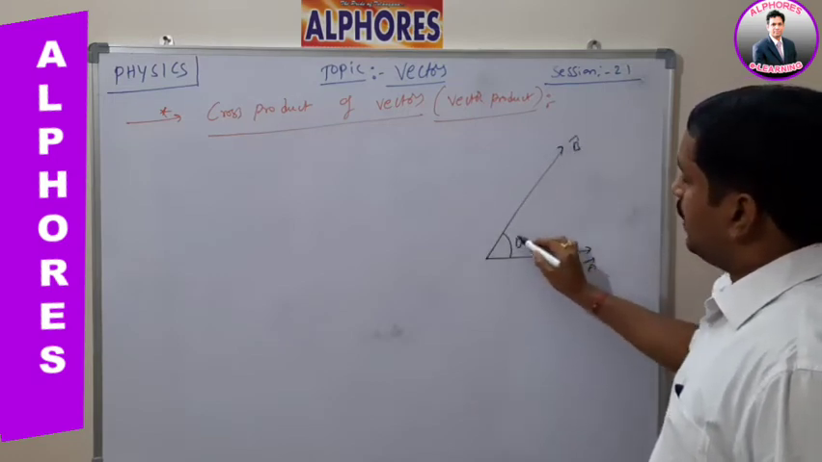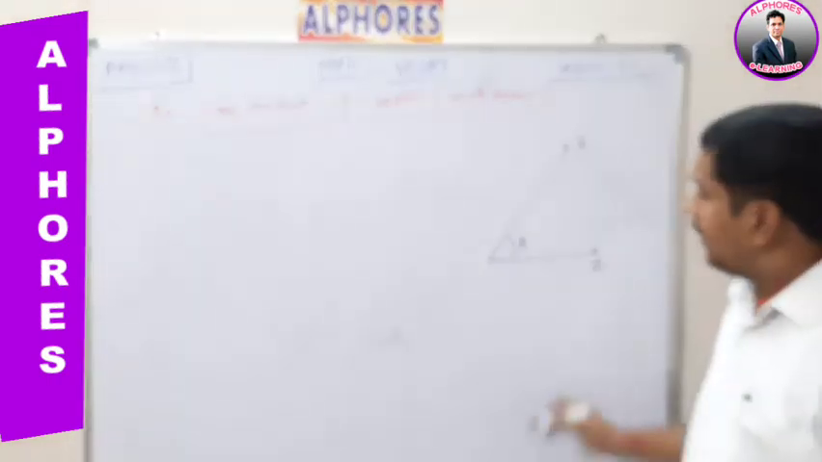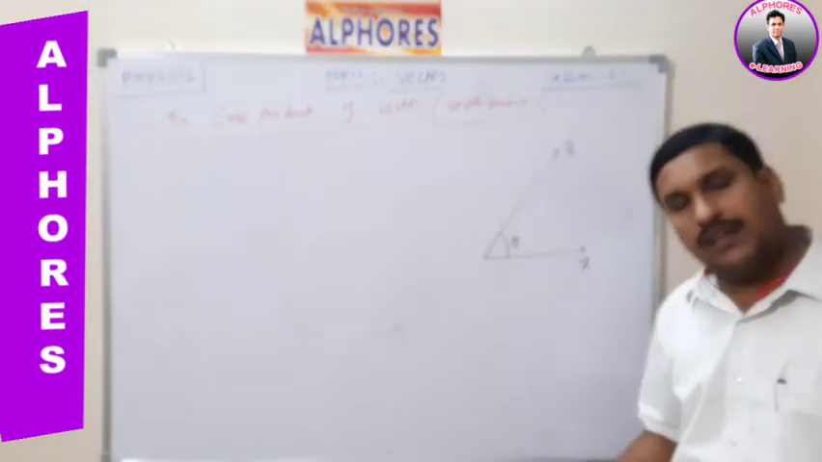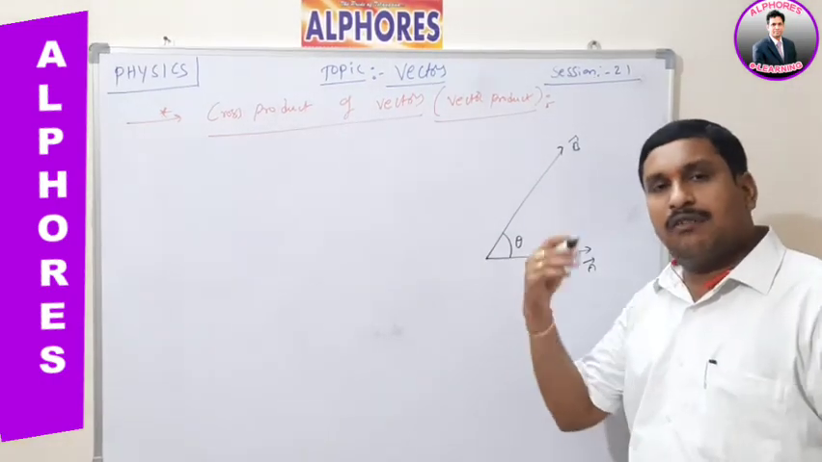Both are inclined by how much angle theta? Now listen carefully. I have to define the cross product in between the two inclined vectors, which are inclined by angle theta. Now how to do this one as per the concept of dot product only?